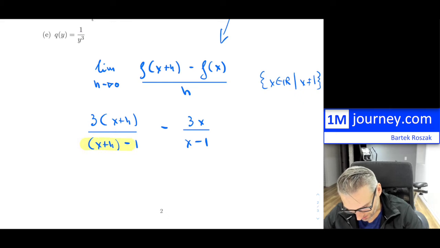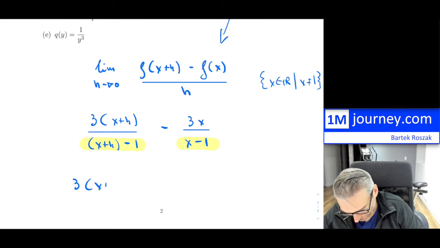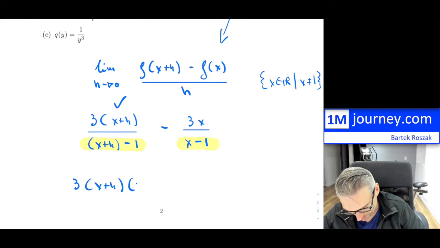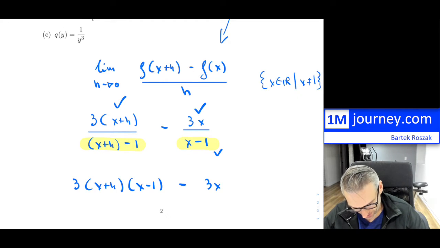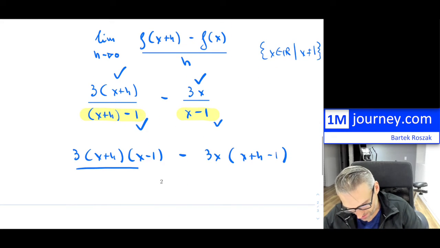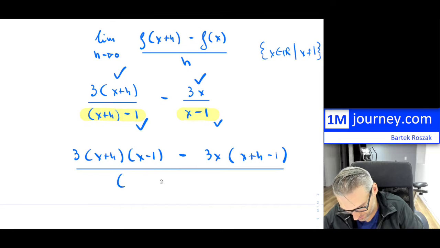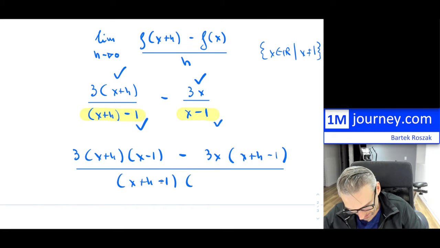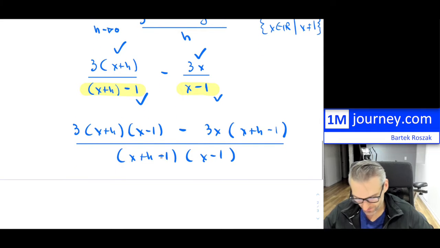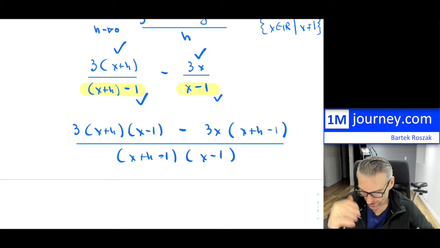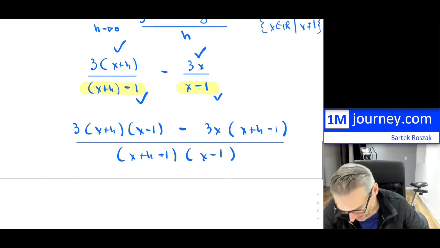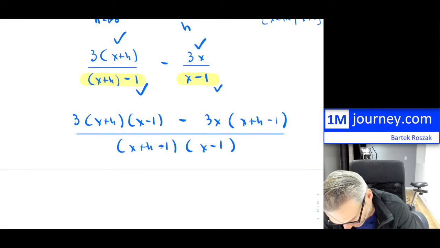I'm going to find a common denominator between these two. If I do that, this is going to be 3(x + h), that's this numerator, multiplied by (x minus 1), minus 3x, that's this numerator, multiplied by (x + h minus 1). My denominator for this whole thing now becomes (x + h minus 1) times (x minus 1). So now I have to work out this whole thing and see what it gives me. If I simplify this whole thing out, what do I get there?